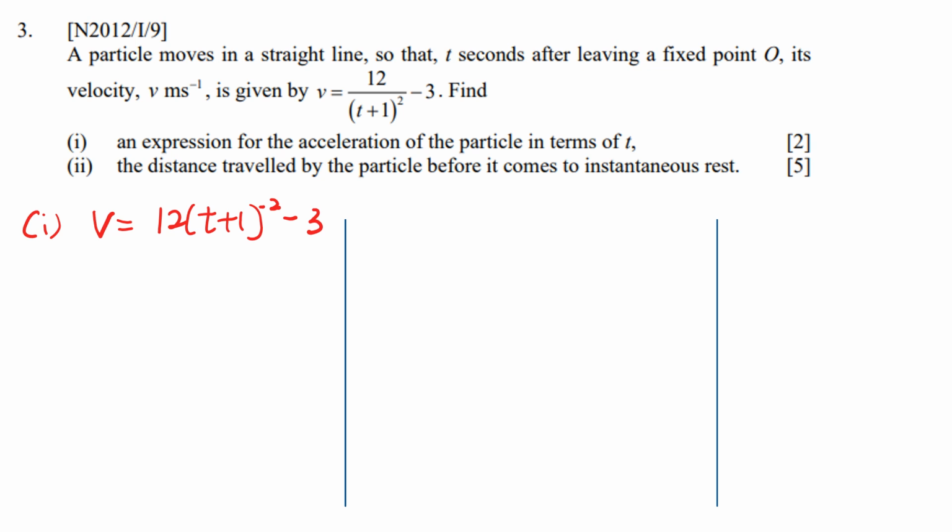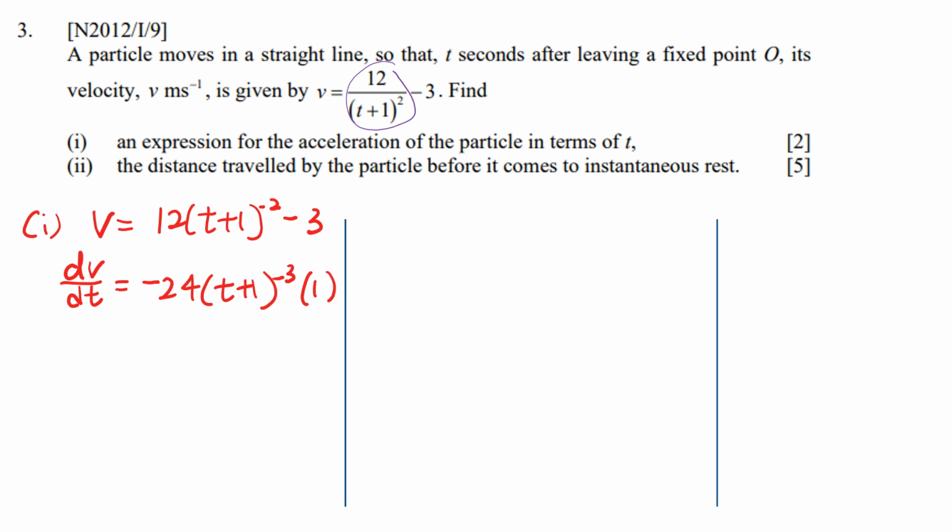Which means I will need to express this as a negative index. So that will give me 12(t + 1)^(-2). So we need to differentiate it to get the acceleration. If you have forgotten how to do differentiation, you have to look at the earlier videos. I take it that you are able to do the differentiation, so I'm moving on a little bit faster.